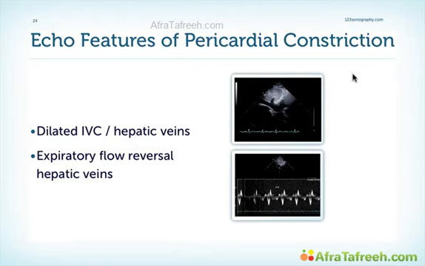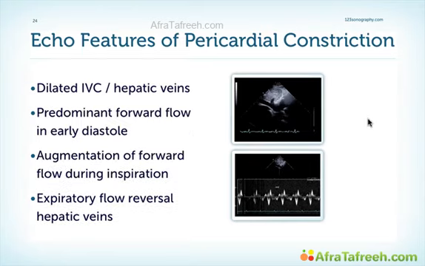Now let's turn to systemic venous return and let's look at the inferior vena cava. In the setting of constriction, you will always have a dilated inferior vena cava and dilated hepatic veins. The assessment of hepatic venous flow is often very difficult and fairly complex, but basically it mirrors the hemodynamics that we talked about earlier. What we find is a predominant forward flow in early diastole. You can see this nicely in this image here. Most of the flow occurs during diastole and not during systole. In addition, we have augmentation of forward flow during inspiration. And finally, we also see an augmentation of expiratory flow reversal of the hepatic veins.